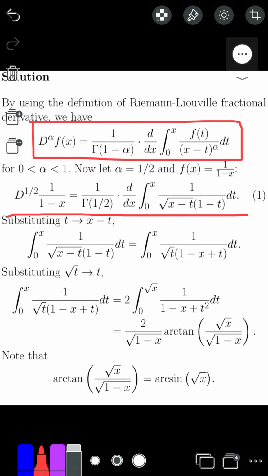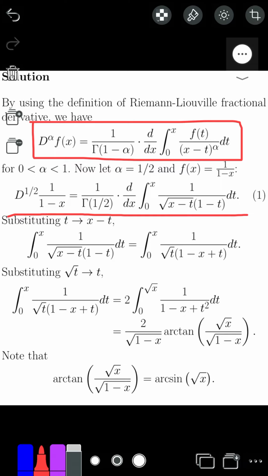This integral should be easy to solve because you just use the inverse tangent, the arctan. After solving that integral, you will get this. The integral is going to be equal to 2 over square root of 1 minus x times the inverse tangent, or arctan, of square root of x over square root of 1 minus x. So that's the result of the integral on the right hand side, this integral here.